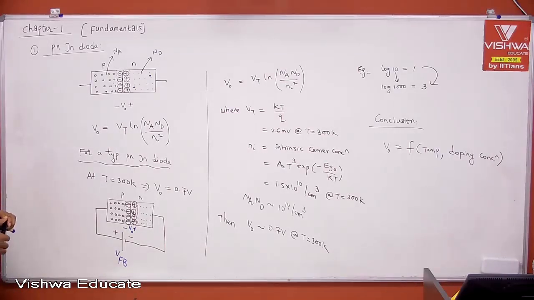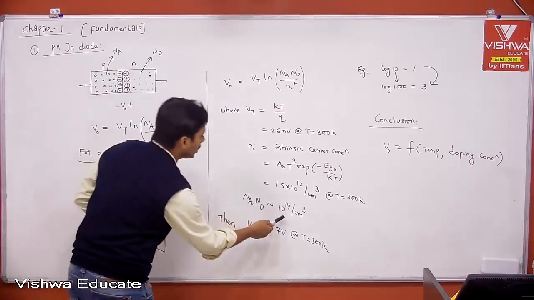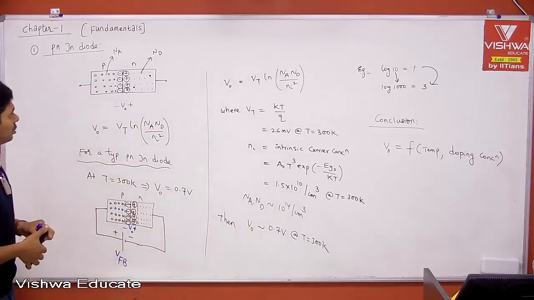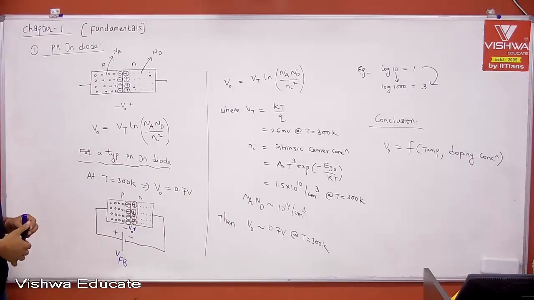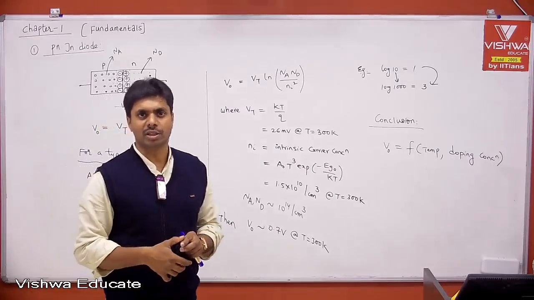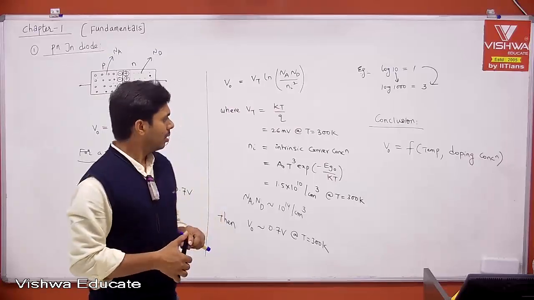Now let me explain a little bit about this 10 to the power 14 per centimeter cube and then 1.5 into 10 to the power 10. Then I'll go to the VI characteristics of your PN junction diode and diode approximations. Later on I can go to BJT also. Okay, take it.